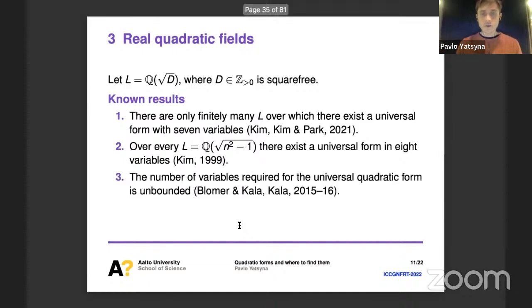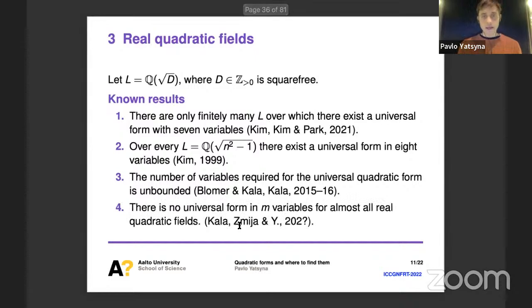Now, we also know the result by Blomer and Kala that the rank of a universal form over a real quadratic number field is unbounded. So for any natural number m, there exists some number field where m variables will not be sufficient to create a universal quadratic form. So you need to have more variables.